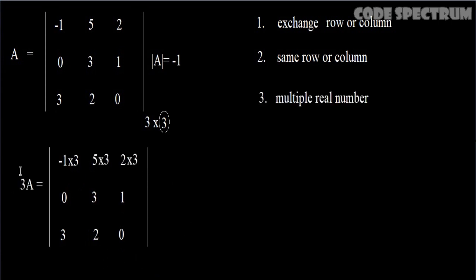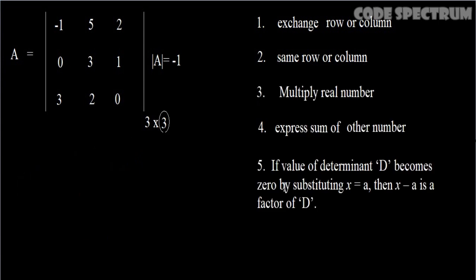Consider that you want to multiply a real number 3 into a matrix A, and it is having determinant. So you multiply this 3 to every element of a row or column. I have multiplied it to row number 1. You could have done like this or this. Let's see the fifth point now.